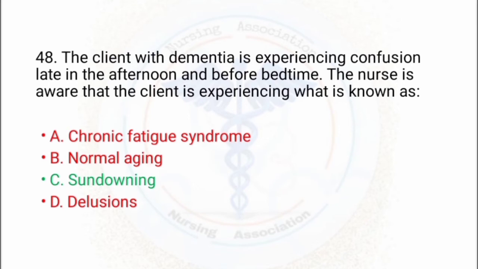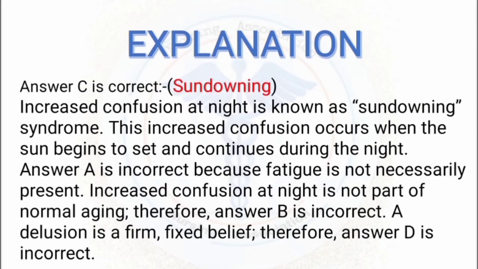So let's see why this is correct. Increased confusion at night is known as sundowning syndrome. This increased confusion occurs when the sun begins to set and continues during the night. Answer A is incorrect because the fatigue is not necessarily pleasant. Increased confusion at night is not part of normal aging. Therefore answer B is incorrect. Delusion is a fixed belief. Therefore answer D is incorrect.